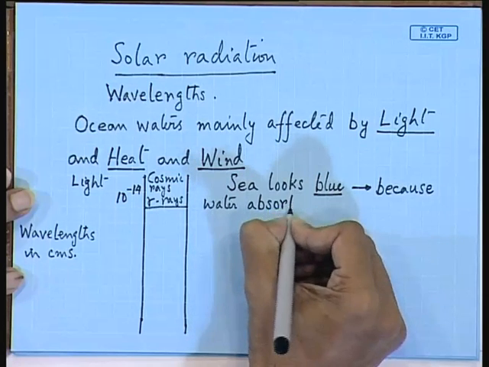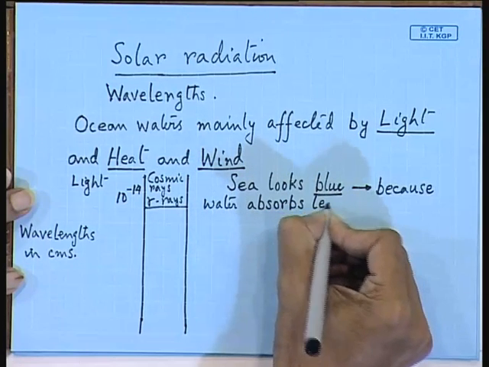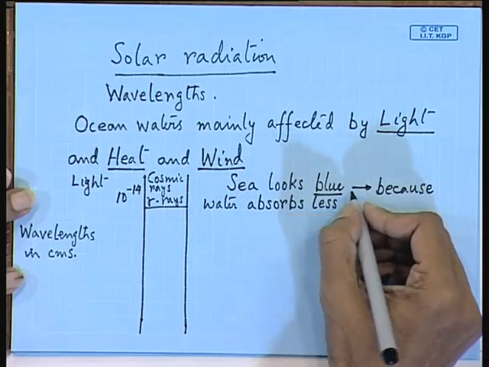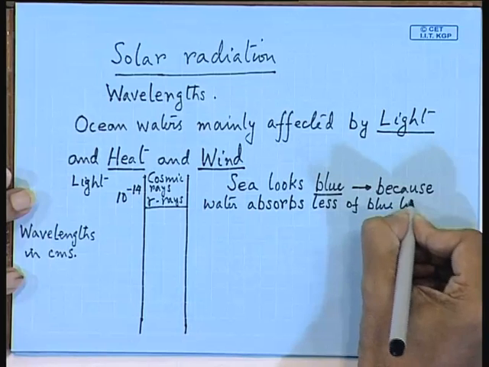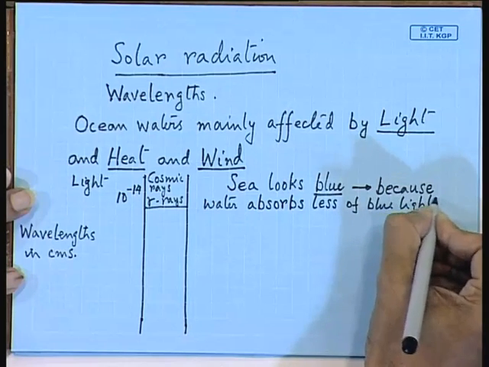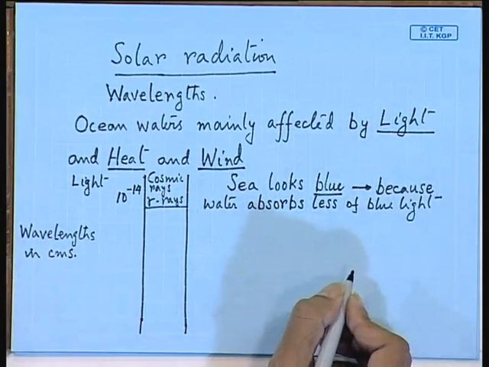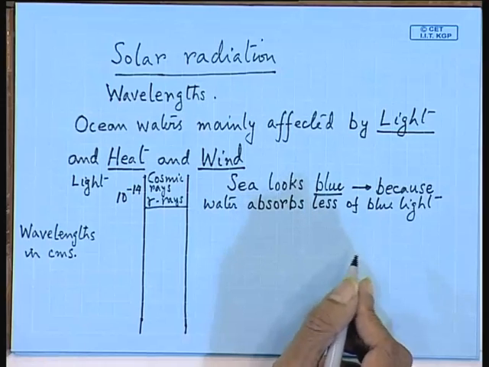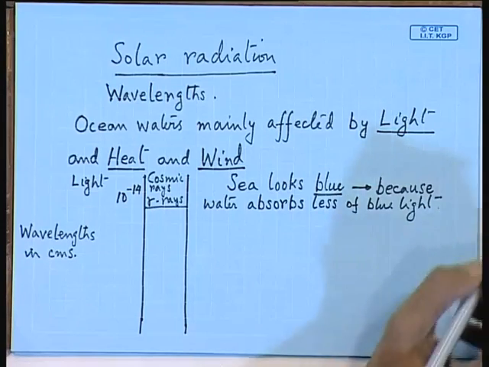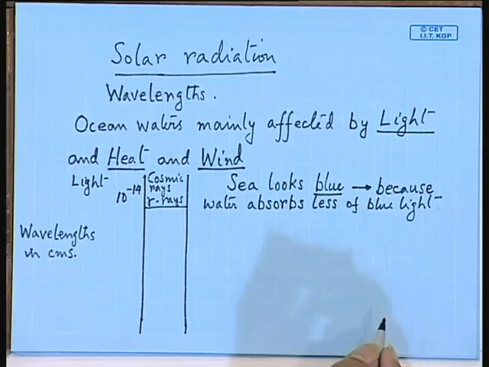Water absorbs less of blue light. The light or white light that you see consists of seven wavelengths, out of which the blue is the least absorbed, mostly it is reflected. So, that is why in the eyes you will see blue waters. So, the ocean waters are blue.